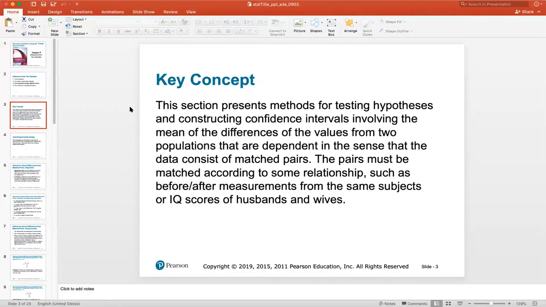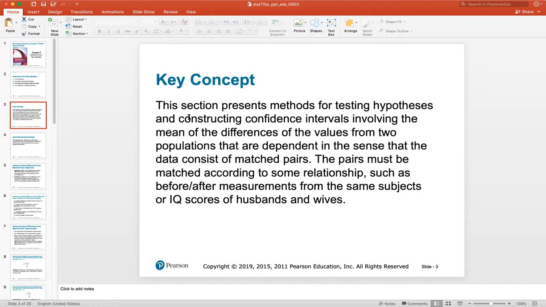So now the concept of 9.3, dependent samples or matched pairs, is this. This section presents methods for testing hypotheses and constructing confidence intervals involving the mean of the differences of the values from two populations that are dependent, in the sense that the data consist of matched pairs. The pairs must be matched according to some relationship, such as before/after measurements from the same subject, or IQ scores of husbands and wives.